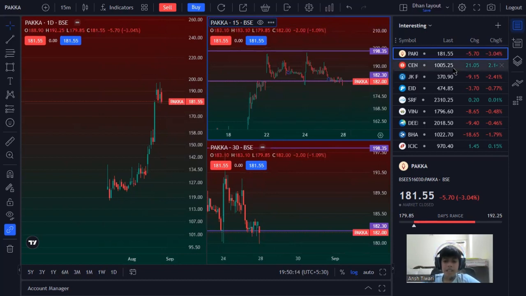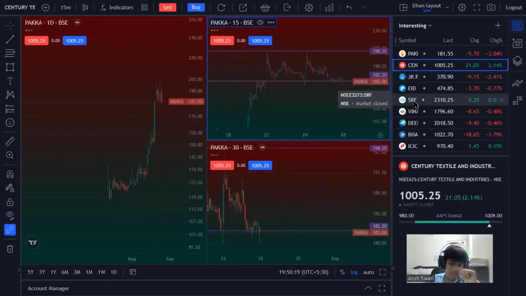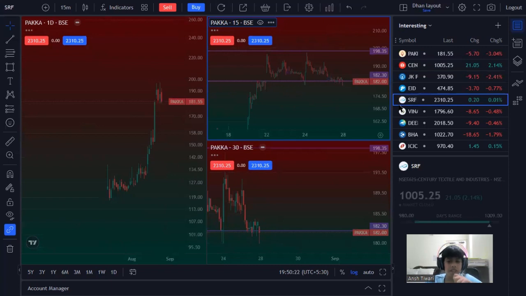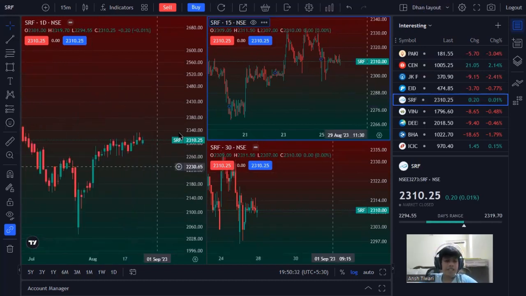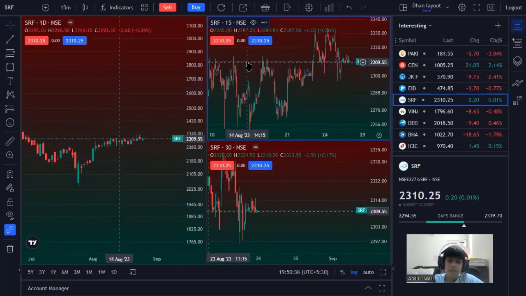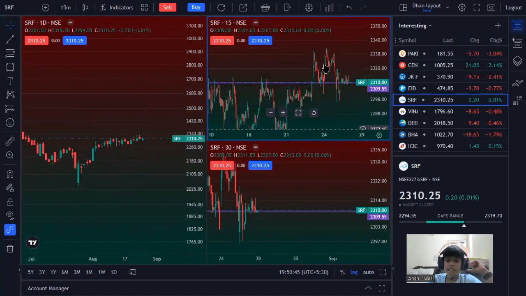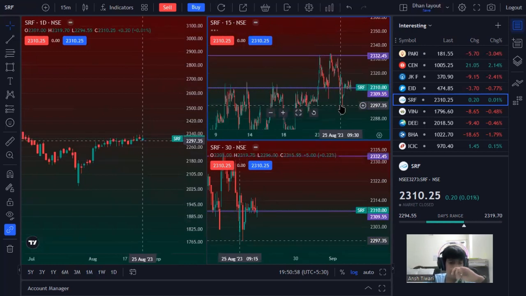Next, we will be looking at SRF. Actually, these are not the stocks I would invest in right now. In SRF, you can see that the markets are creating some very clear levels, the first of which we can mark at 2,309, and the superior one, which the markets may not be able to reach for now, can be marked at 2,332.